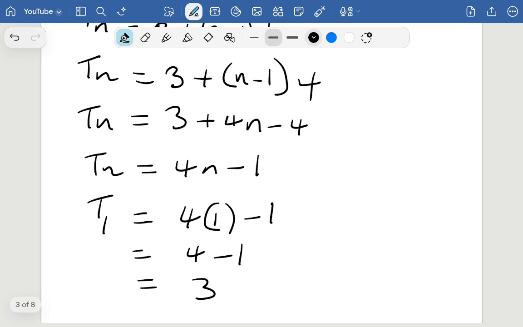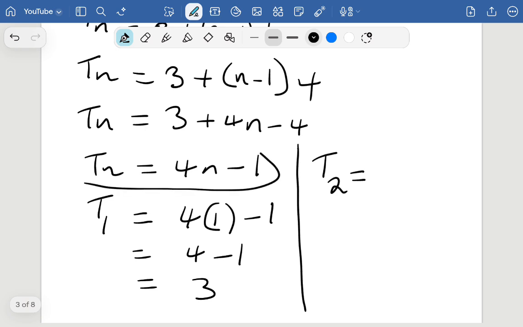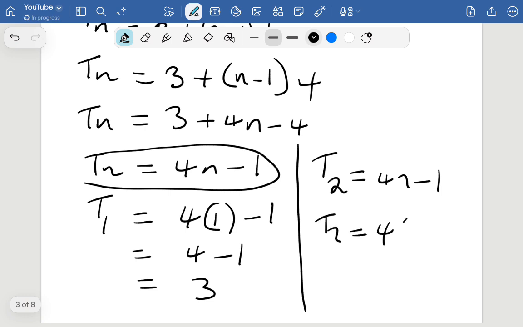So our T2 was what? Our T2 was 7. Let's see if we are going to find 7. We're just proving. T2 is equal to, you apply the very same formula, which is 4n minus 1. Then T2 is equal to 4, where I see n, I just put 2, minus 1. This will give me 8 minus 1, and the answer is 7. Indeed, our T2 is 7.